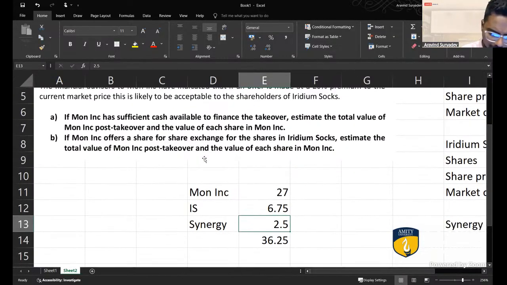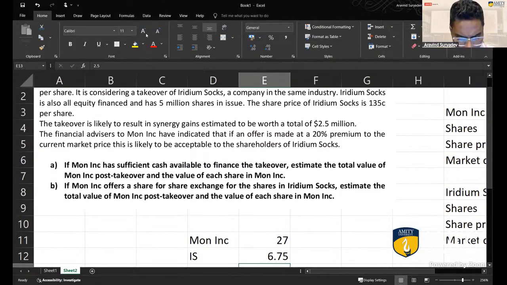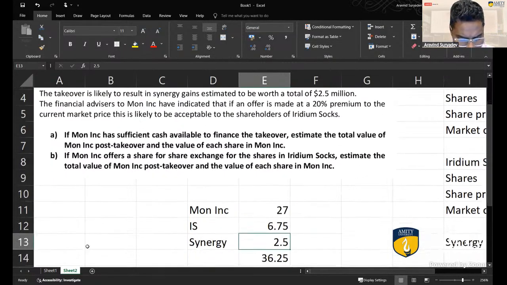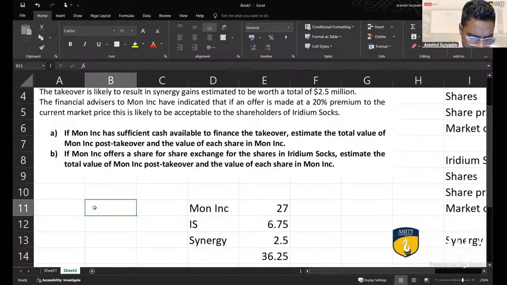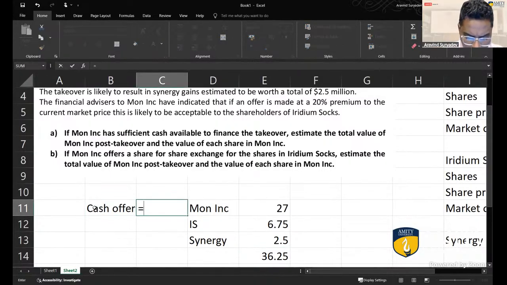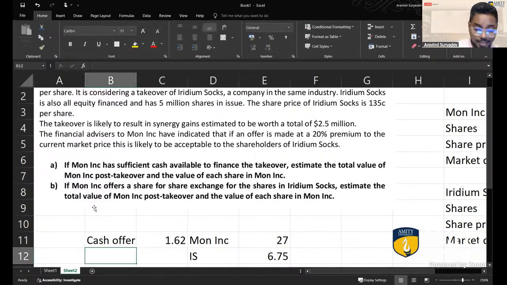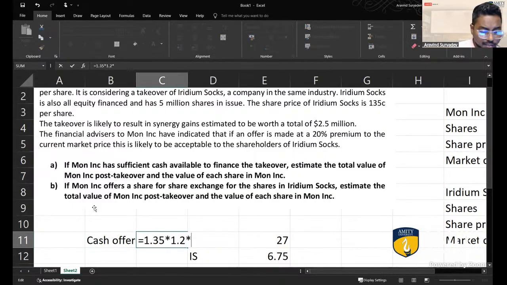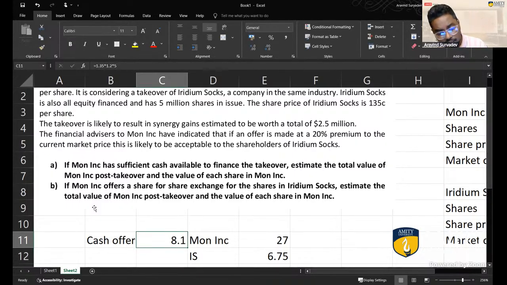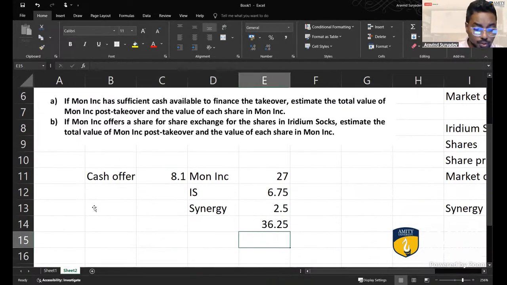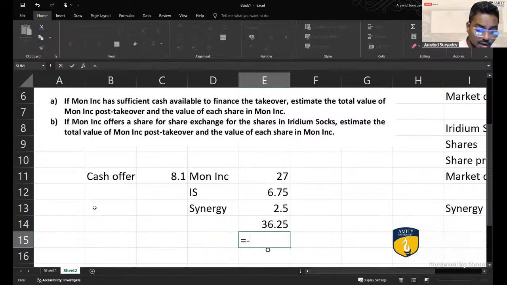For this takeover, I believe they're supposed to offer a cash price. They are offering cash in the first case anyway. And how much cash are they offering? The cash offer is $1.35 for Iridium shares, but they want a 20% premium. So that will be multiplied by 1.2 to increase it by 20%. I'm getting 1.62, multiply that by 5 million shares. The offer should be for $8.1 million, which means this needs to be subtracted from this equation.